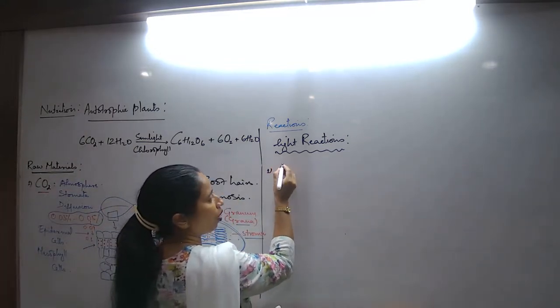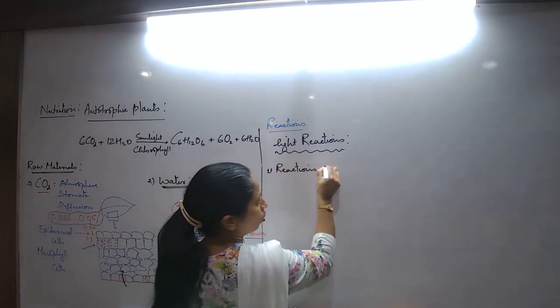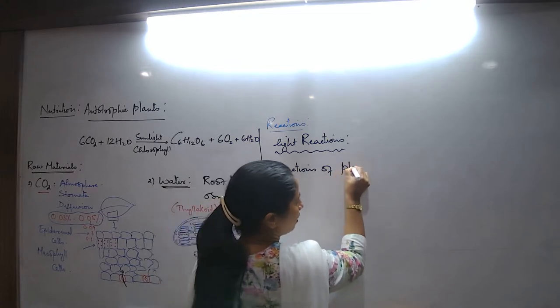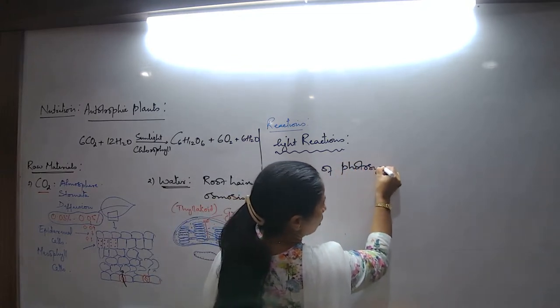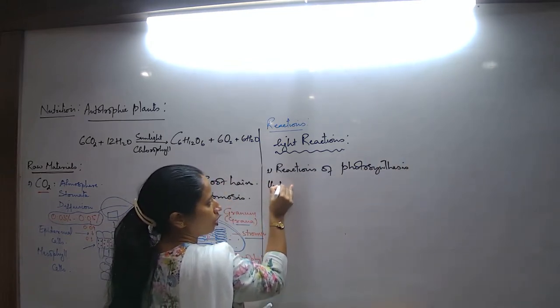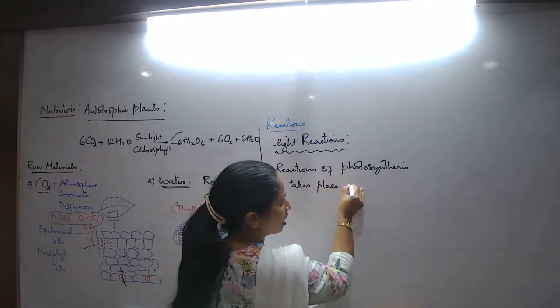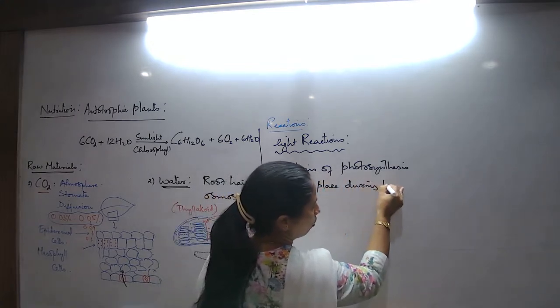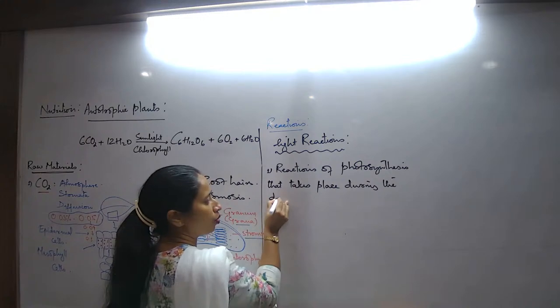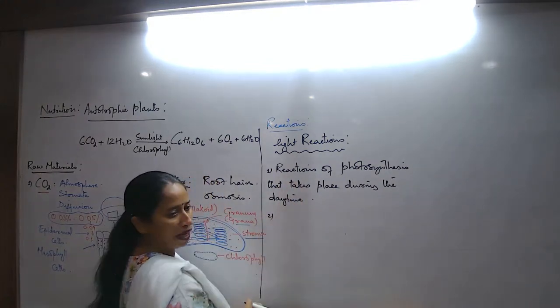Light reactions are reactions of photosynthesis dependent on light, that take place during the daytime only. They take place during the sunlight, because of the sunlight. Correct. They take place during the daytime.